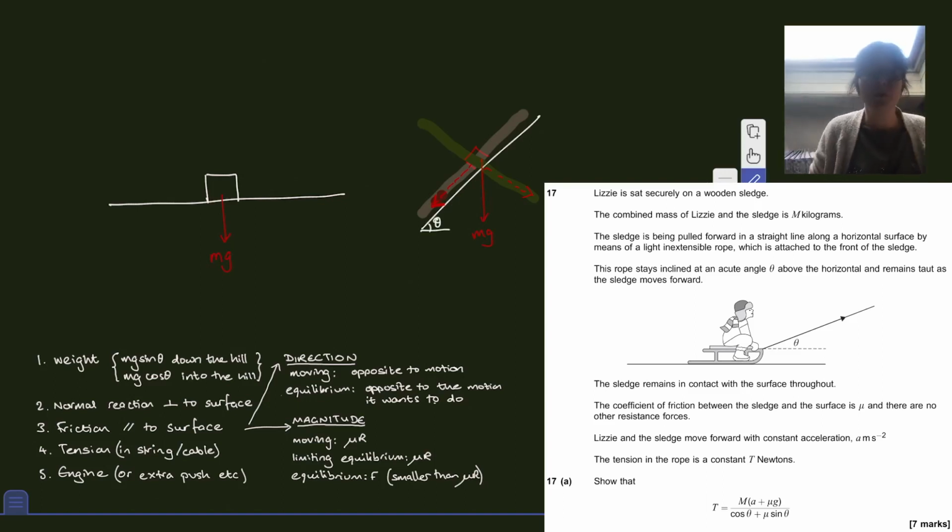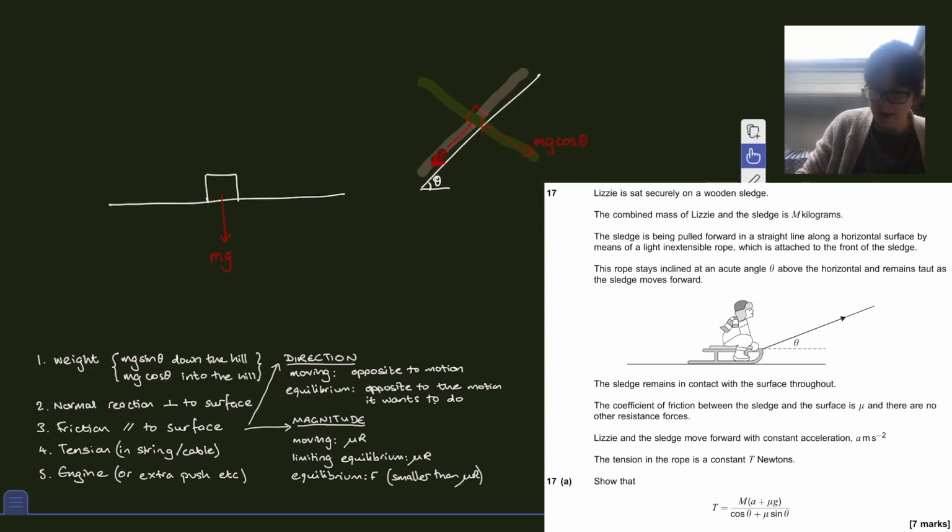So as soon as you put the weight on, don't put it on straight down. Let's get rid of that. Let's put it on straight away how we want it, which is mg cos theta into the hill. Hang on, let me move it up a bit so you can see. And mg sine theta down the hill. Always, always, always mg sine theta down the hill, mg cos theta into the hill. Okay, so that's weight. We've done the weight on our little Lizzie and her sledge.